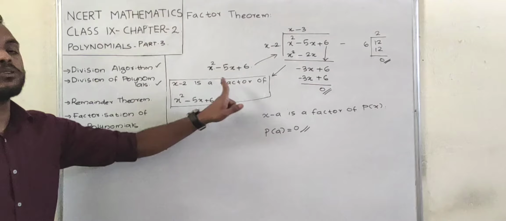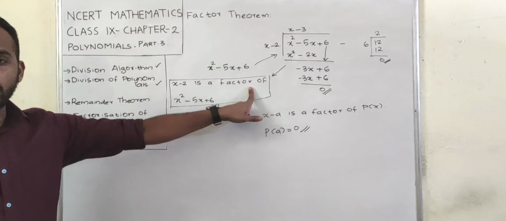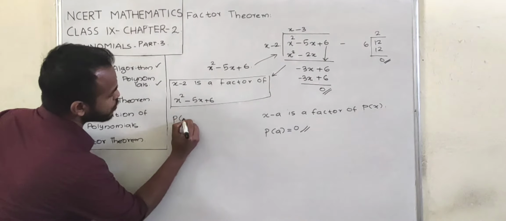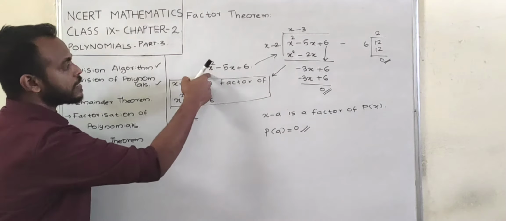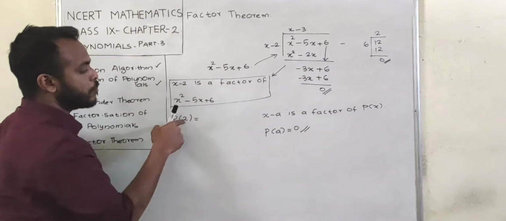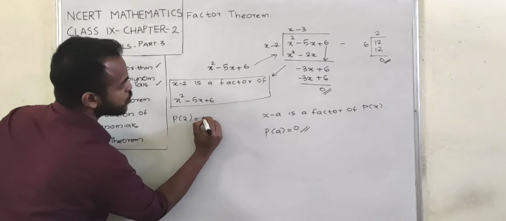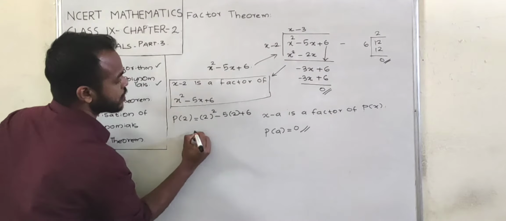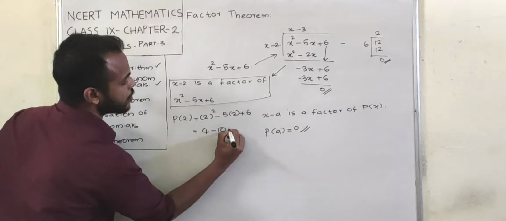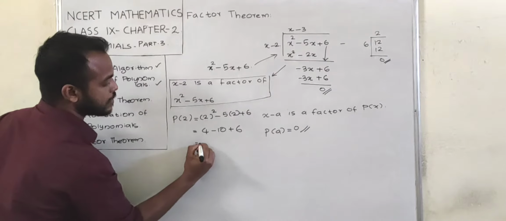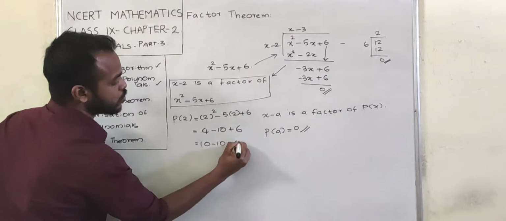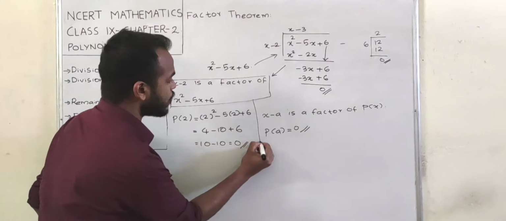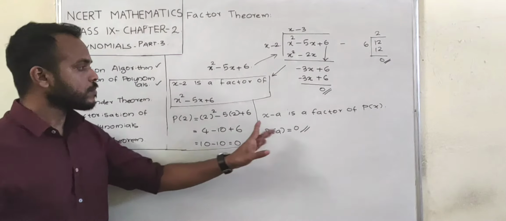Now, since x minus 2 is a factor, what will be the value of p of 2? Let's see, p of 2. What is p of x? It is x square minus 5x plus 6. Put 2 in the place of x. So it happens 2 square minus 5 into 2 plus 6. So that is 4 minus 10 plus 6. 4 plus 6 is 10 minus 10 is equal to 0. So that is the conclusion of our part.